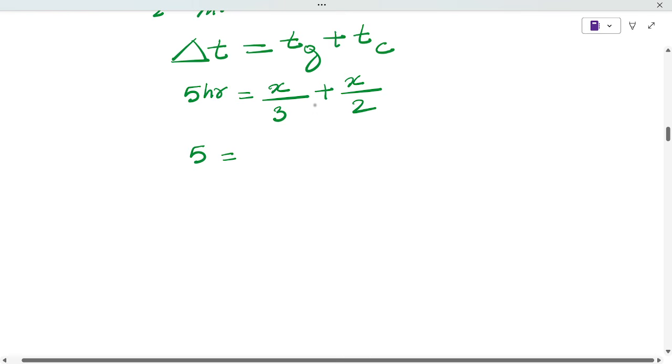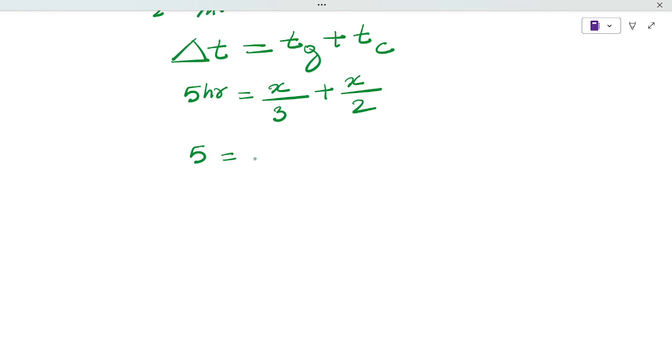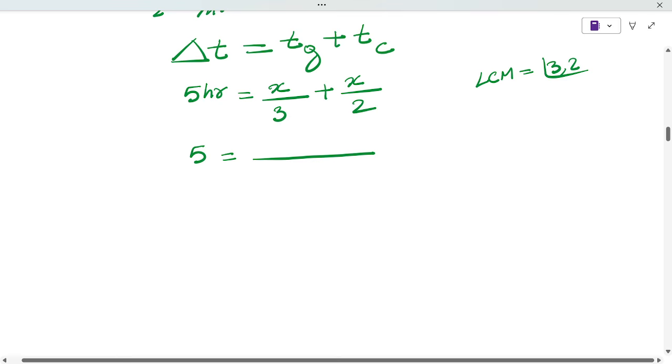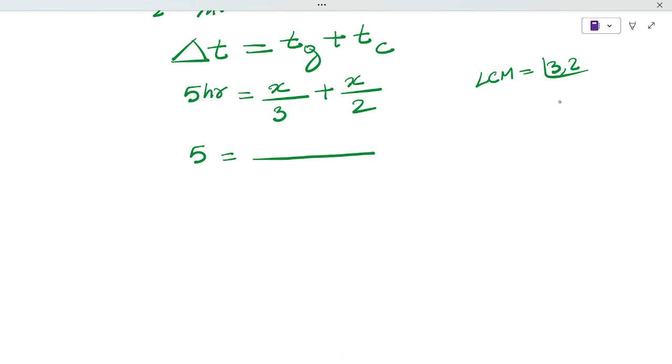Now, as these are fractions with denominators, we need to find the LCM. We have been doing LCM for a lifetime, but let me give you a smart approach. Look at the denominators. There could be 2, 3, or 4 numbers, but for now we have only 2 and 3. Take the biggest number, which is 3.